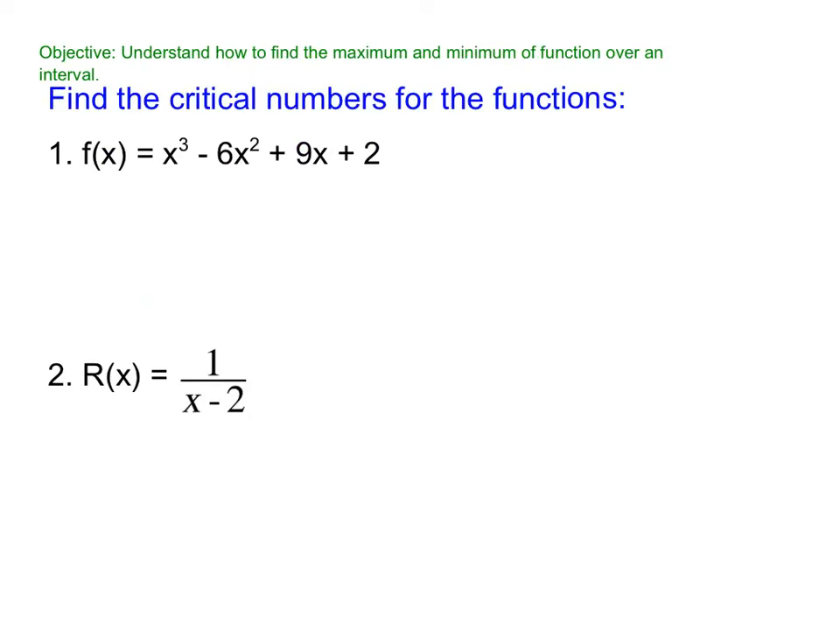All right, so let's do these two. So we're going to find the critical numbers. So pause the video. You're going to take the derivative, set it equal to 0, and find where the derivative is 0 or does not exist. So for this one, f prime is 3x squared minus 6x plus 9, set it equal to 0. I'm going to factor out a 3.